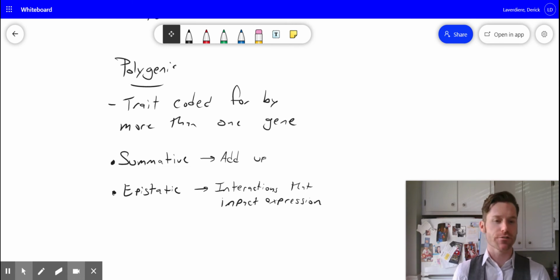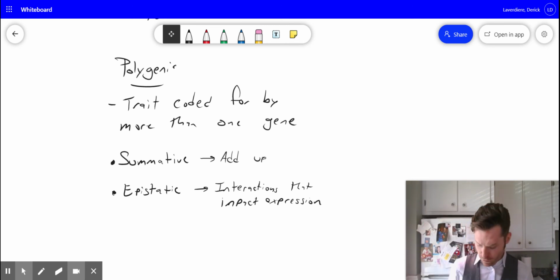So I'm just going to describe a couple here. I didn't draw them out, to be honest, because my whiteboard was starting to lag, so it was getting annoying to draw. So I'm going to draw them with my mouth. Okay. So polygenic traits are when traits are coded for by more than one gene.